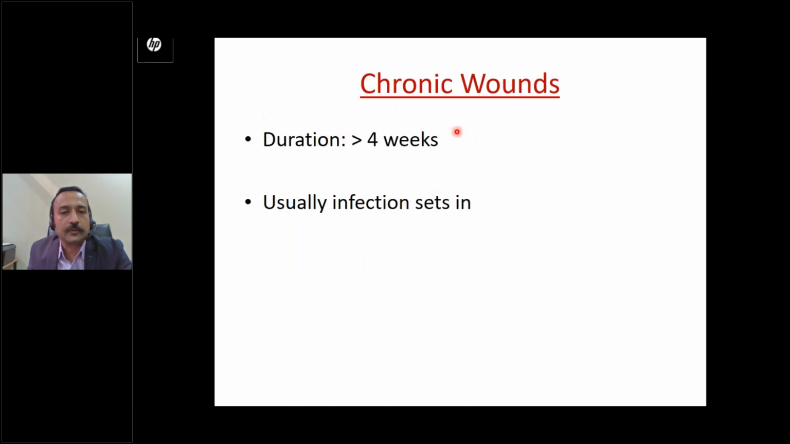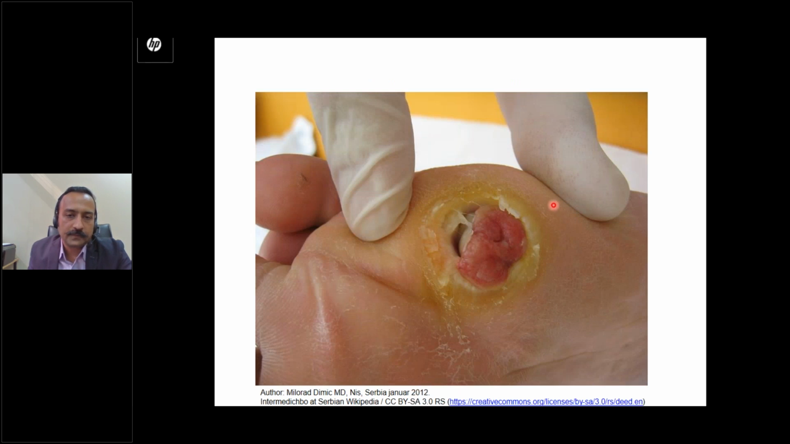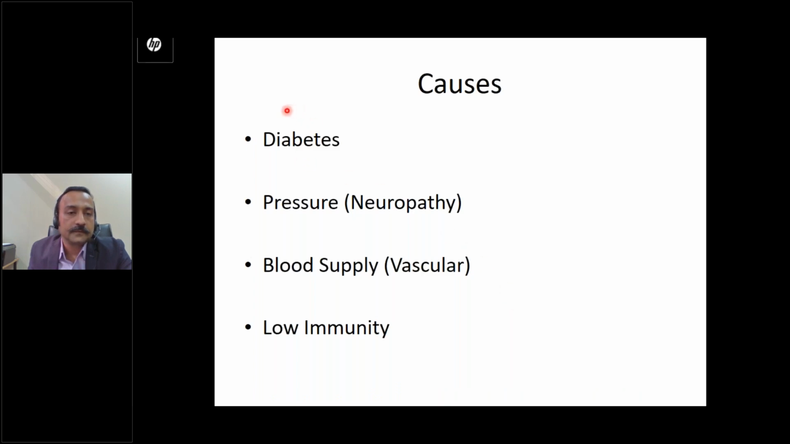Chronic wounds: if the wound doesn't heal by 4 weeks, so the wound is still there, not progressing or has stopped progressing, more than 4 weeks, we call it chronic. Usually, since it remains open, bacteria invade, so infection sets in, like this one. Usually seen, students will know, in a typical diabetic foot. They take a long time to heal. Diabetes is the most common of these.